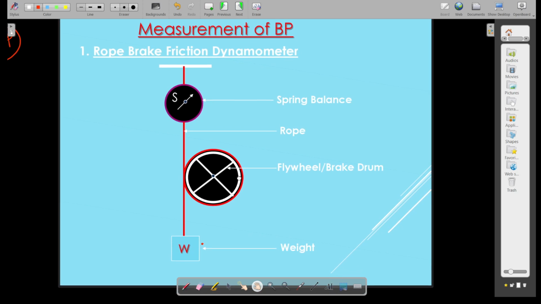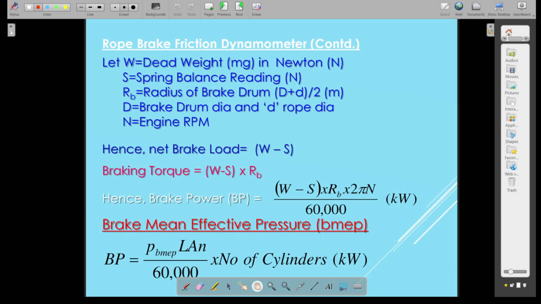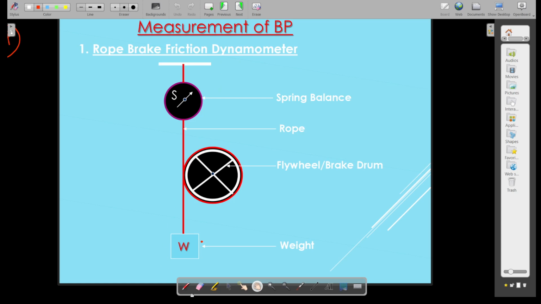To apply the brakes, what we generally do is wind up a rope around the flywheel and attach weight to it. So here the weight is attached, and at the other end we attach the spring. So what do we get? Your net brake load will be W minus S. So W, your load is going here. Your spring load is here.